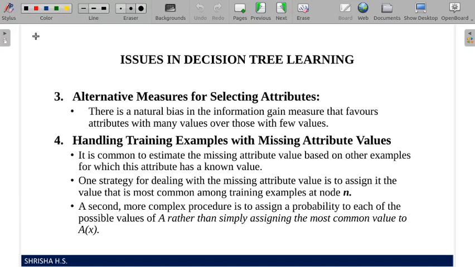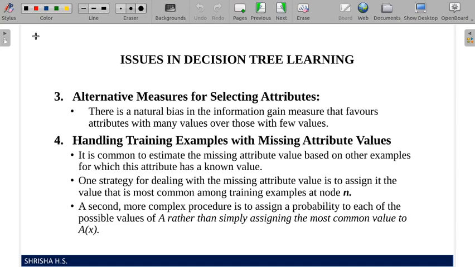The third point simply says that as our ID3 algorithm has a natural bias towards information gain, we may explore other strategies also. It's a natural bias in information gain that favors attributes with many values over those with few values. That means the one which has higher information gain. So we need to explore other strategies too.